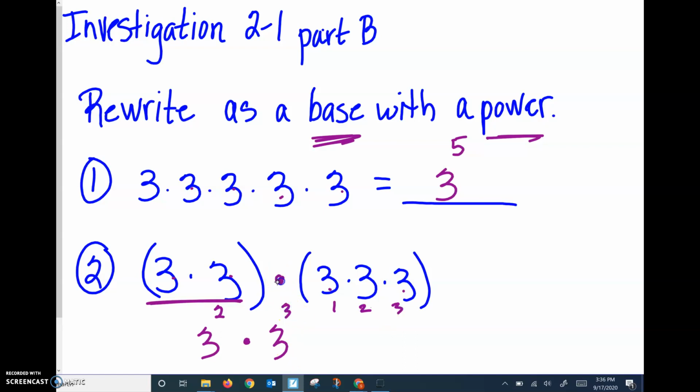Okay, and we have that times sign between, and all of these are times. So how many total do we have? Well, let's look, 1, 2, 3, 4, 5. So don't we have 3 to the 5th power? Let's look at this part right here where we have it simplified, and we have 3 to the 2nd times 3 to the 3rd. How did we get that 5 if we have a 2 and a 3?